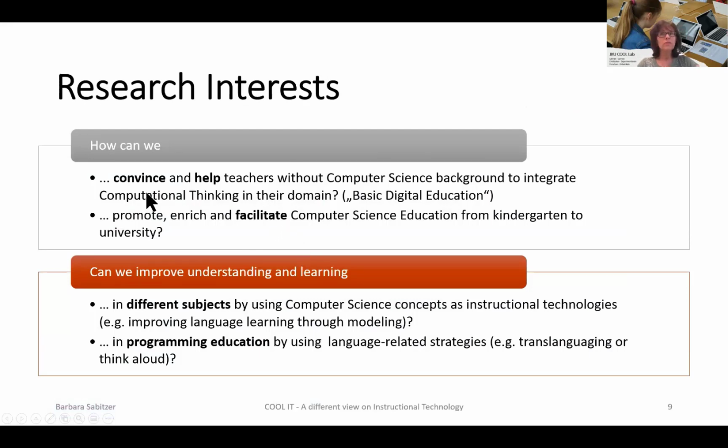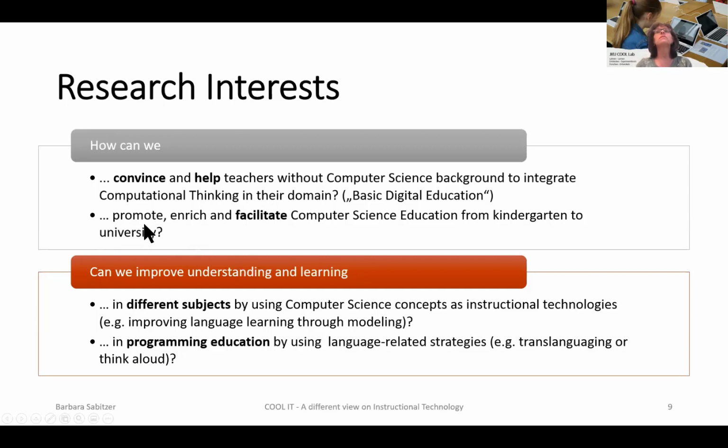The research interests related to COOL IT are mainly how can we convince and help teachers without computer science background to integrate computational thinking or computer science in their domain, which is necessary due to our curriculum basic digital education, because not always there is a special subject for that, and teachers of English and German or whatever have to teach computational thinking without preparation.